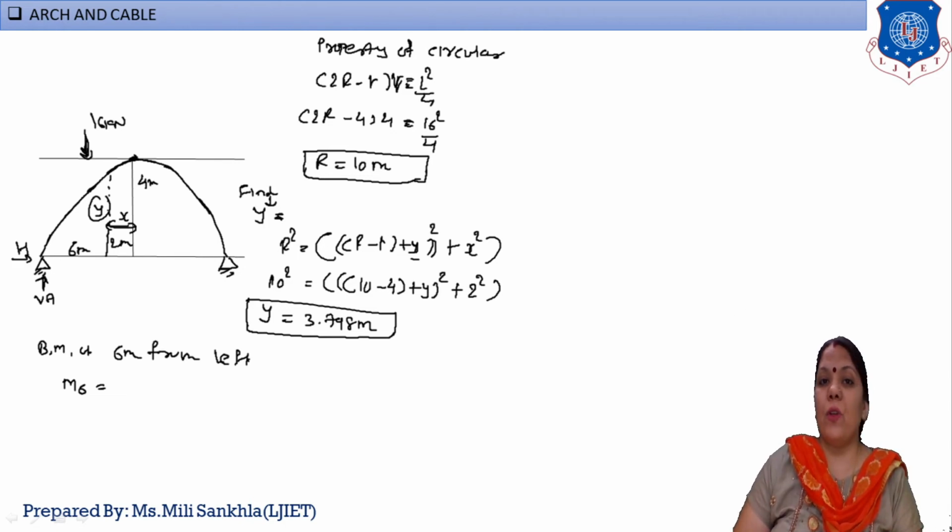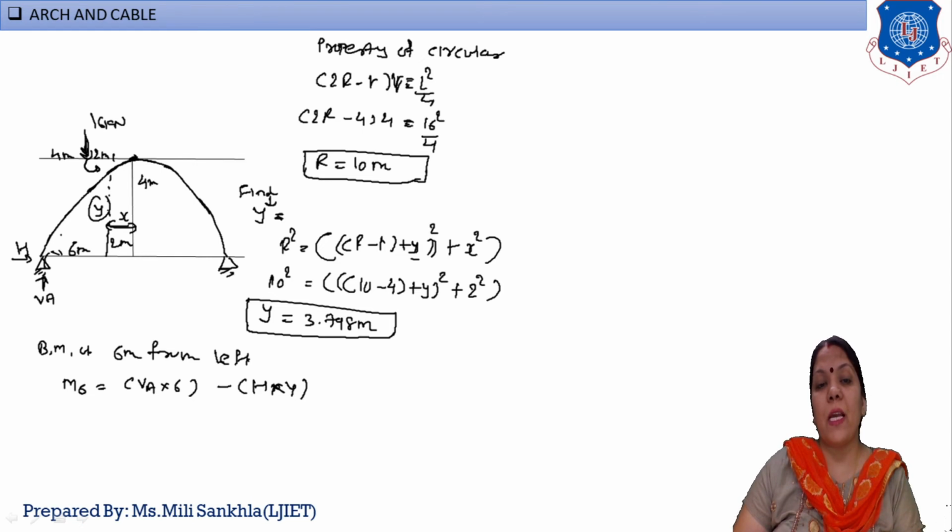So VA into distance 6, clockwise moment. VA into 6, clear? This support reaction is rotated clockwise and this is rotated anti-clockwise, so minus H into Y. And this distance, because load is given at 4 meter, this is 4 meter, and this section is within a load, so this 16 kilonewton load also induces a moment, and this is anti-clockwise.